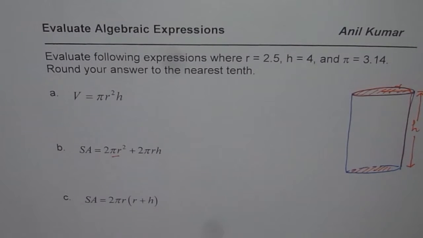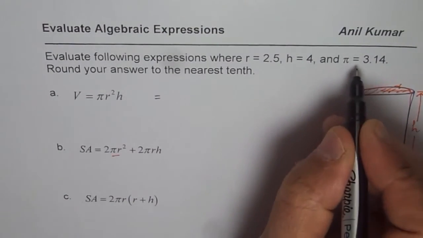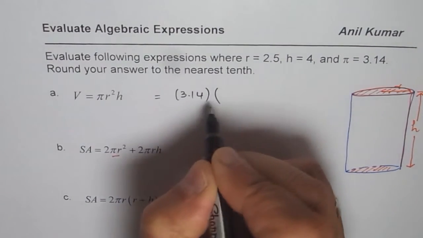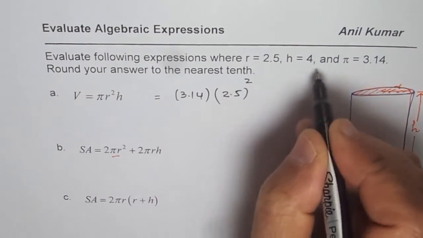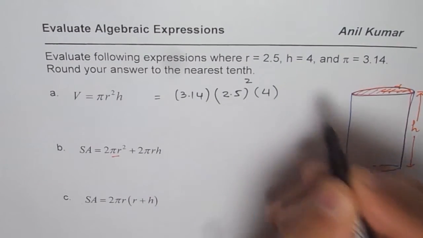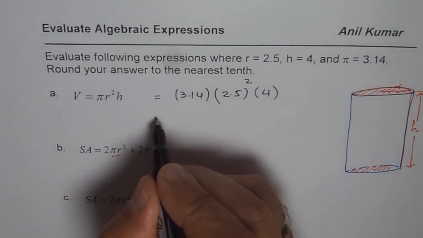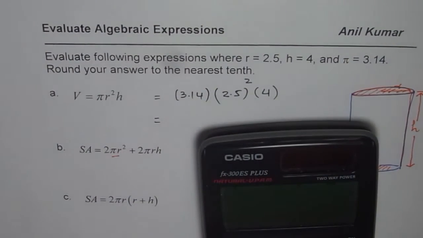Okay, so let's substitute these values. We have volume equals pi, which is 3.14, so you can write 3.14, r is 2.5 square and height is 4, correct? So you can write like this and then use your calculator to calculate. So we say 3.14 times 2.5 square times 4.